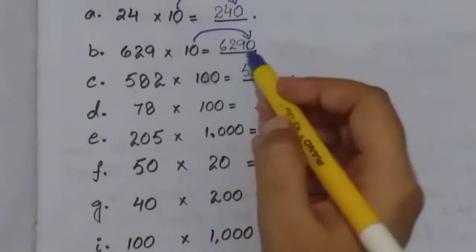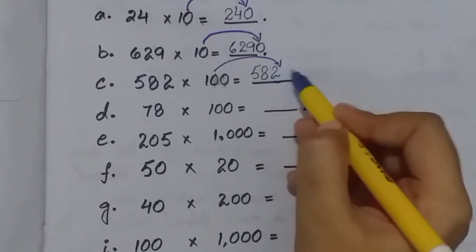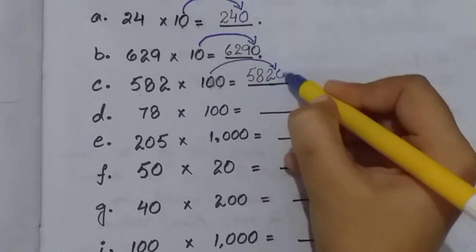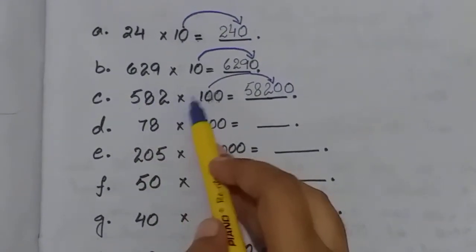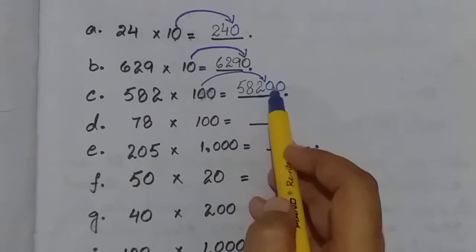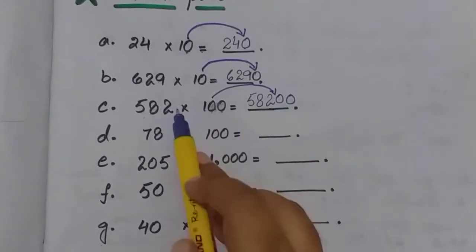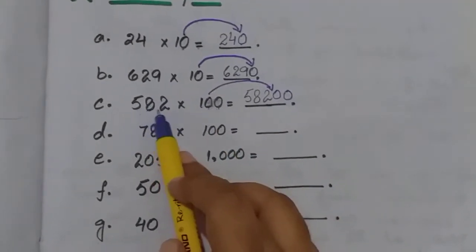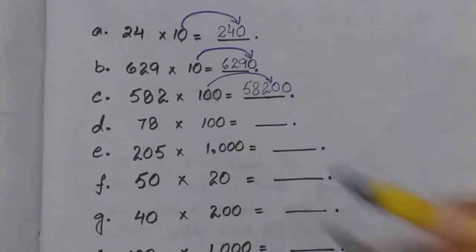Now what will be our next step? We will place these two zeros in the last of our product, that is like this. So 582 multiplied by 100 is equal to 58,200. So you have seen we have easily found the product of these two numbers without doing the long multiplication.